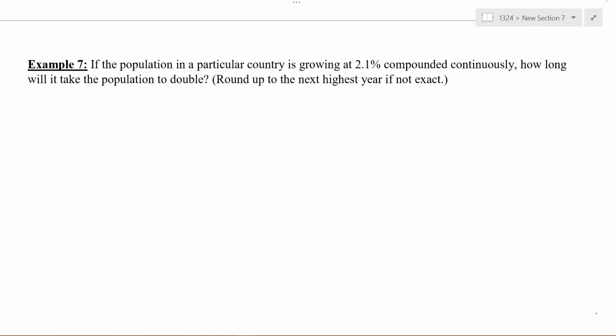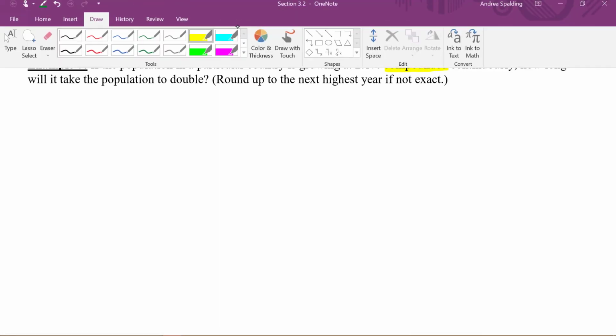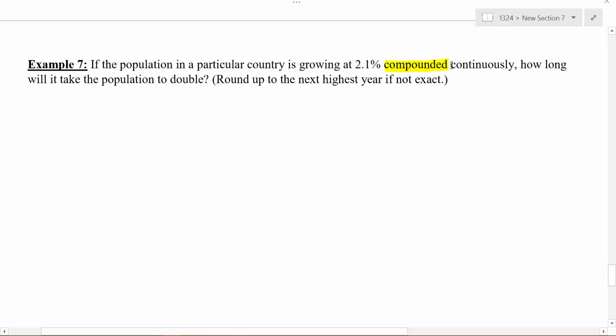Example 7. If the population in a particular country is growing at 2.1% compounded continuously, how long will it take the population to double? A couple of key words. We see compounded, so we know we're using one of our compound interest formulas, but we see compounded continuously. So when you see the word continuously, you want to be thinking about the A equals P times e to the rt power. That's the formula we use when we see the word continuously.